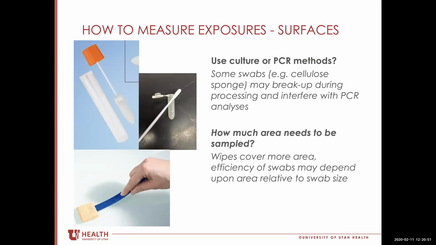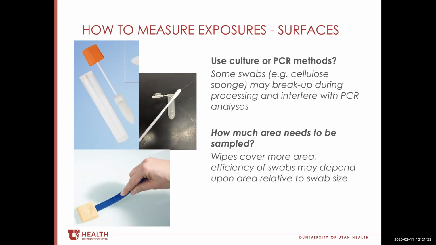When we start thinking about how to measure exposures to surfaces, again we have to decide if we want to use culture or PCR methods. One of the issues here is the destruction of the sampling device. For example, when we were preparing to do our hospital studies, we proposed to our PCR laboratory technicians that we use the cellulose sponge, shown here in the bottom left, because that's what we were using in some laboratory studies with fluorescent tracer.